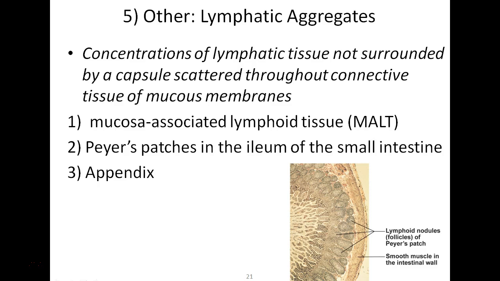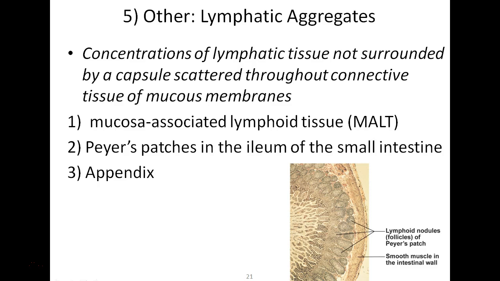So we're going to call these Peyer's patches. These Peyer's patches are going to be collections of lymphatic nodules within the mucosa of the ileum. And they have the ability to become so enlarged, they sometimes actually bulge into the lumen of the gut.